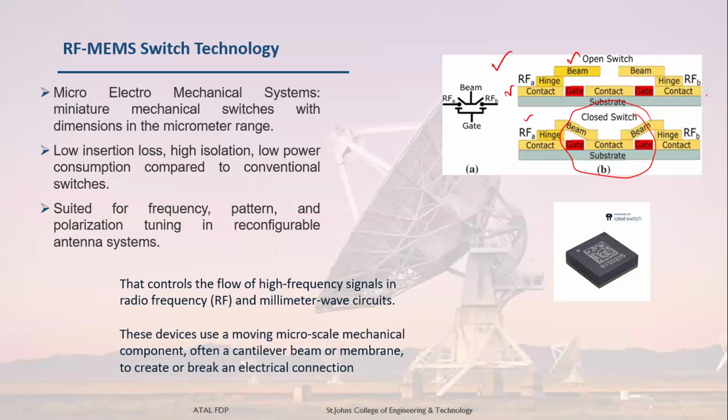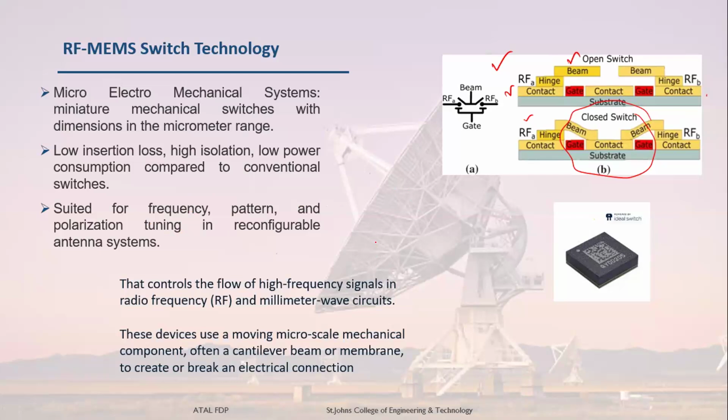One is PIN diode, the other one is MEMS, the third one is varactor diode. Which one we have to choose for a particular application? That depends upon the application, which one you want. You want to go for frequency or pattern or something else. MEMS is suited for frequency, pattern, and polarization. For all these three, it is suitable.